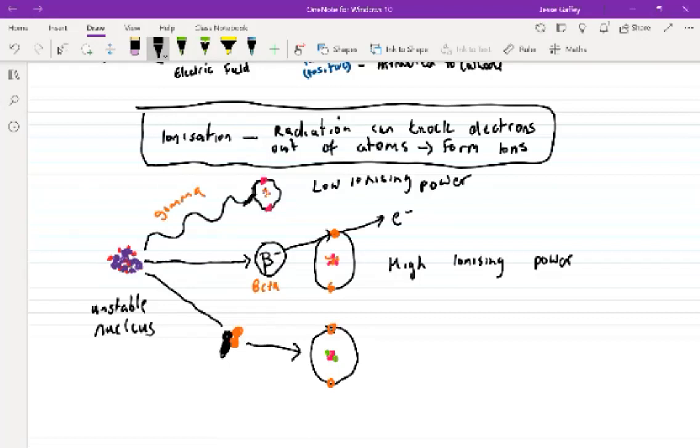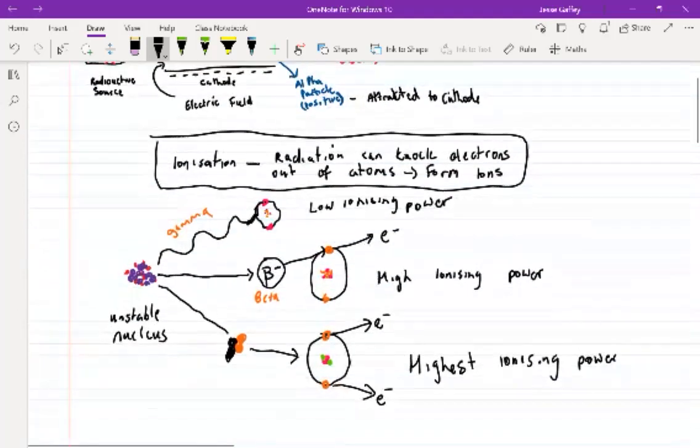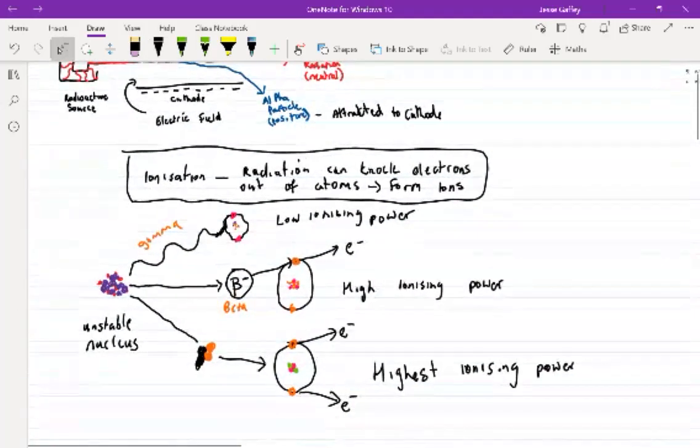When the alpha particle crashes into the atom, it actually has a higher chance, because it's the biggest, heaviest particle, it has the highest chance of these 3 types of radiation of knocking electrons out of that atom. So the alpha particle has the highest ionizing power because its mass is bigger, which means it's going to hit it harder and knock electrons out. Okay, so that is our ionization, where radiation can knock electrons out of atoms to form ions.